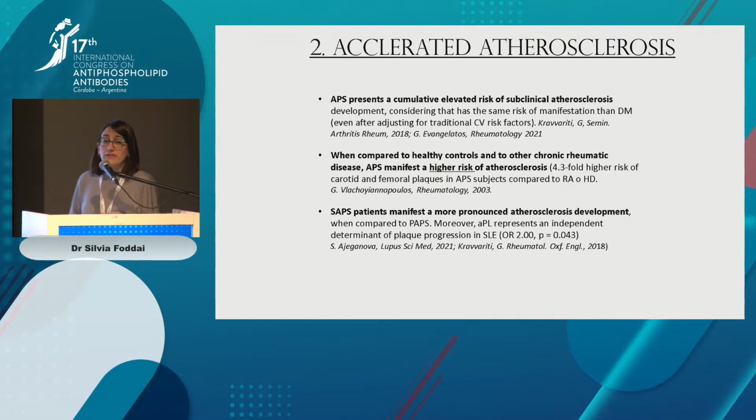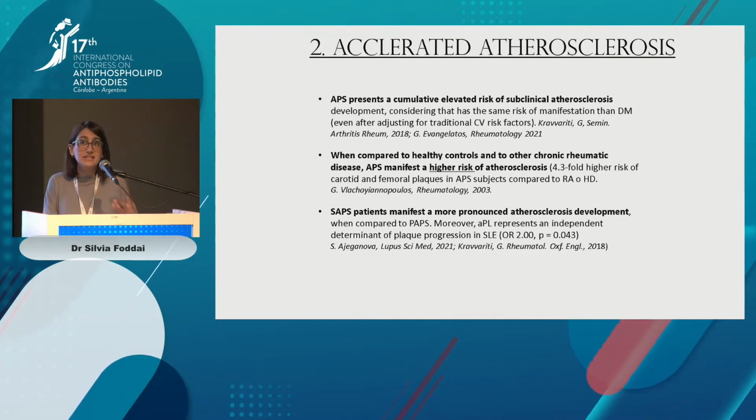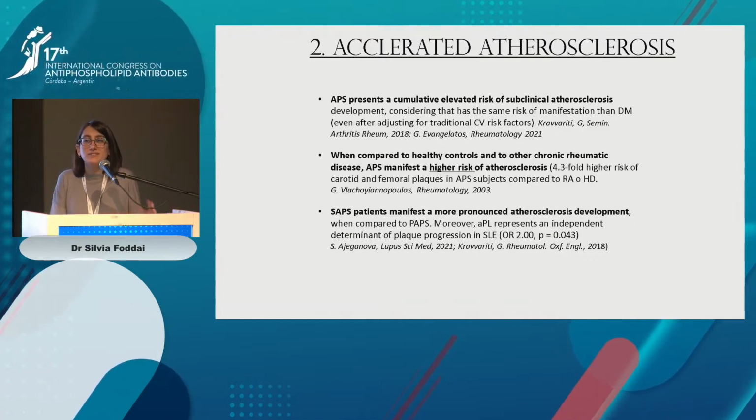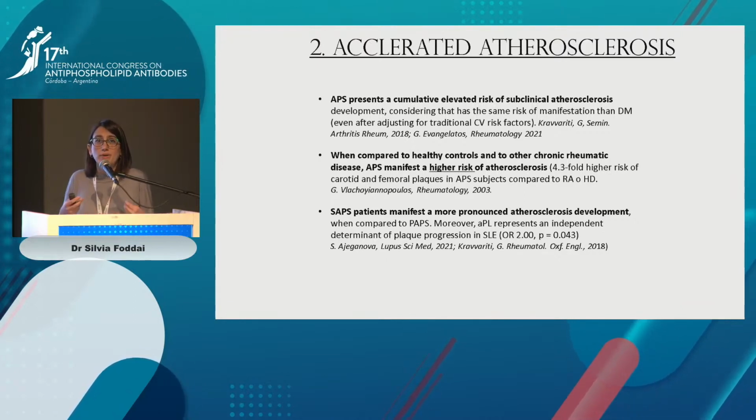So we know that the risk of atherosclerosis in APS is high, and is as high as in diseases that are known very well to be associated with atherosclerosis, such as diabetes. Moreover, it's easy to understand that secondary APS has a more overt manifestation of atherosclerosis, and that's because of a greater utilization of proatherogenic drugs such as steroids.